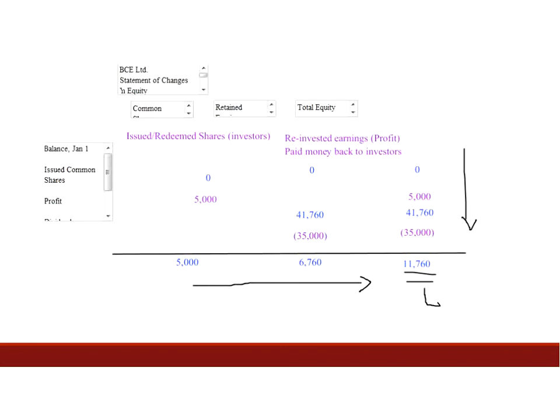Okay, and this figure here, all of these figures are going to be used in our statement of financial position, which we'll look at next.